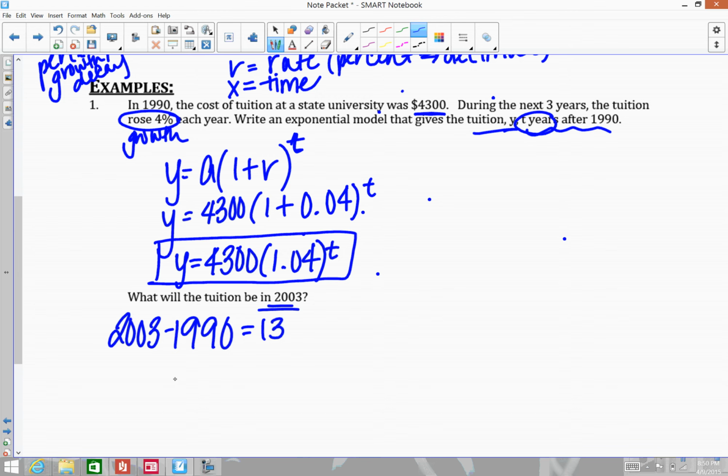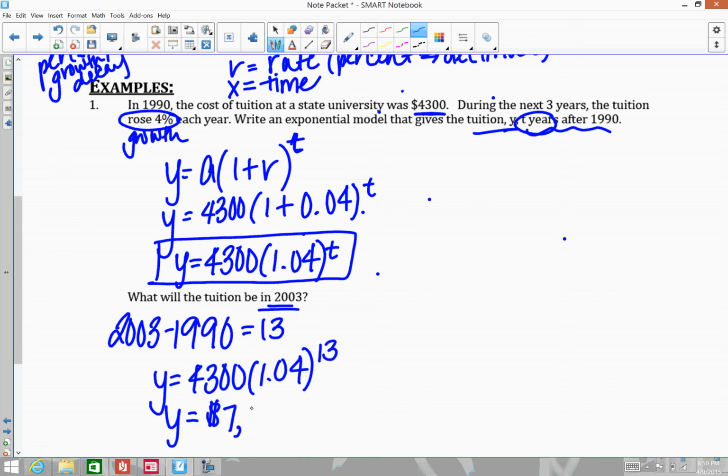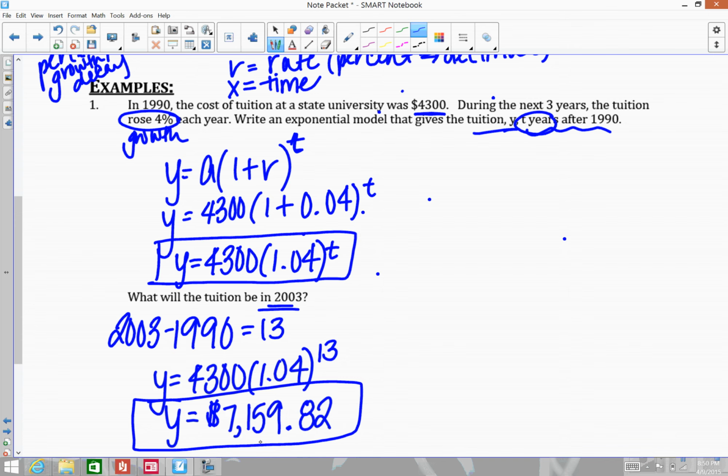So I go ahead and I use my equation. And I'm going to just plug in the 13. And then we simplify that. So you would just put that into a calculator and you get a number, 7,159. And when you round it, because we're talking about money, I'm going to round 2 decimal places. So the tuition is going to actually end up being $7,159.82.